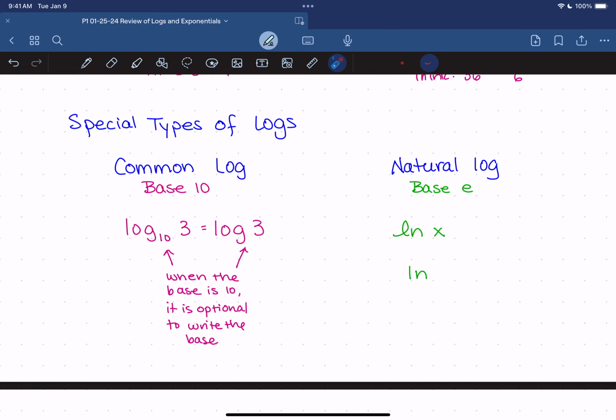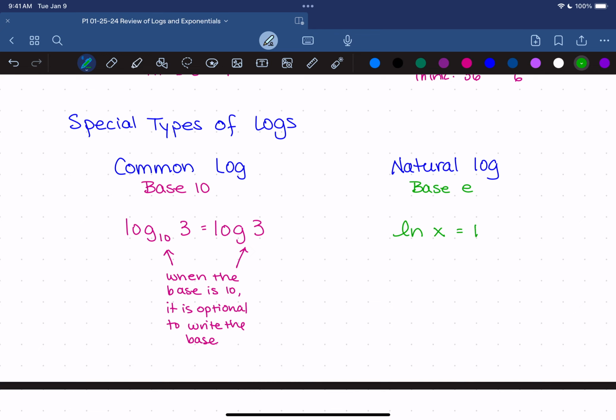A lot of students misinterpret that as an I. That is not an I, that is an L. So when I handwrite it, I always make a cursive L to make it clear. It's ln, not in. There is no such thing as in. So don't write it. It's ln.